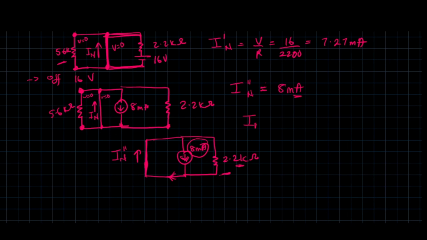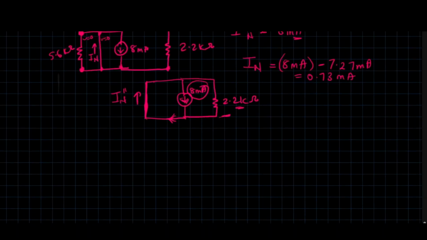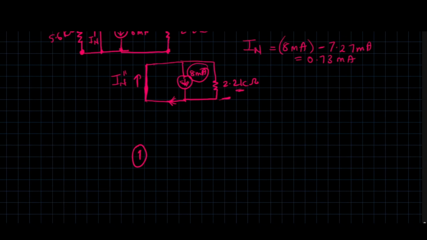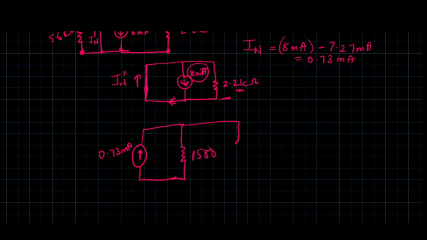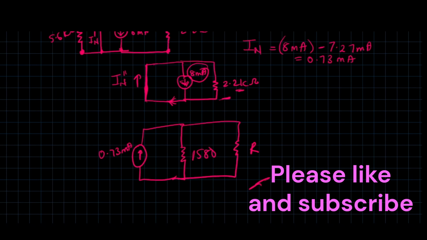Now the total Norton current is simply going to be 8 milliamps, the one you got here, minus, because remember they're in opposing directions, 7.27 milliamps, which is going to give you 0.73 milliamps. So the equivalent circuit has a current source of 0.73 milliamps, and then it will be in parallel with the load resistor here. So this is your equivalent circuit.